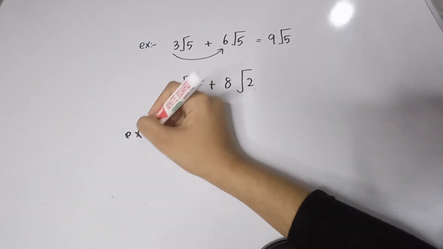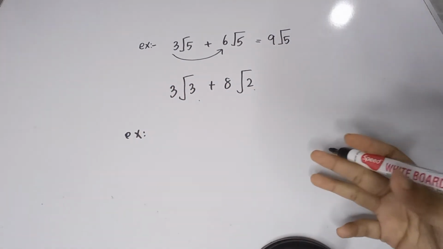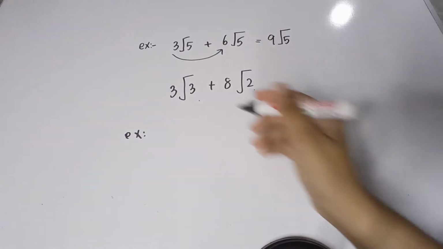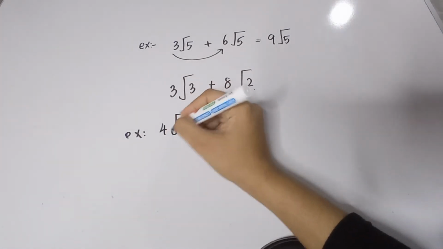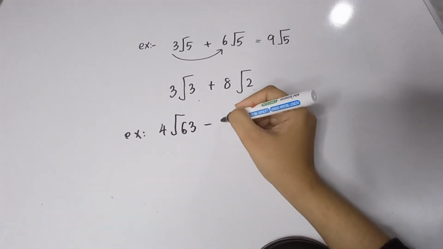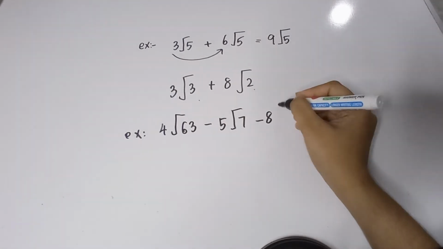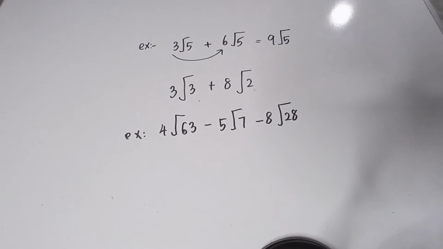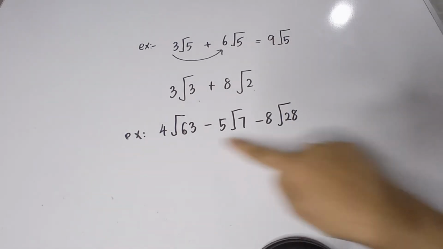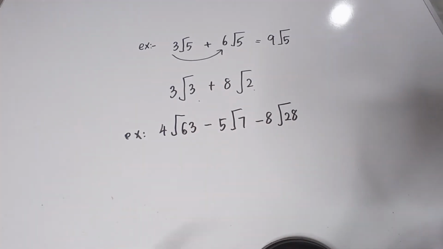The next thing, I'll take subtraction. Let's take subtraction. Right. 4 root 63 minus 5 root 7 minus 8 root 28. Now, in this case, you can see 3 sets of numbers with different surds inside. So what are we going to do here? If you just notice very well, 63 and 28 are multiples of 7. So we can just convert them.